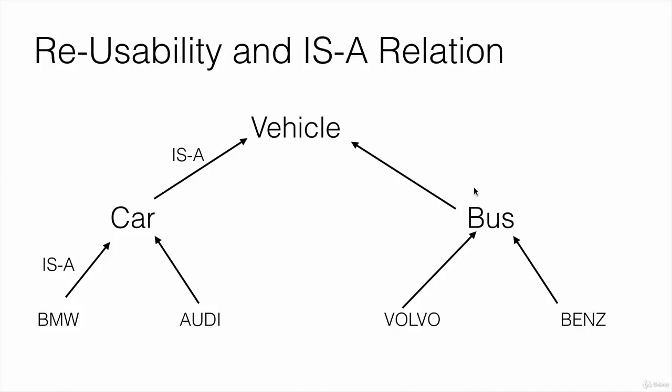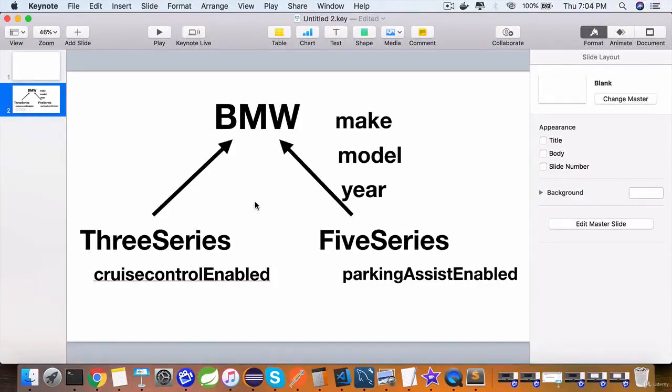And the last term is is-a relation. It's just a term that is used when we talk about inheritance. Here, a car is a vehicle and a BMW is a car brand. Similarly, an Audi is a car, a bus is a vehicle, a Volvo is a bus, a Benz is a bus. So this relationship between each of these is referred to with the is-a term.